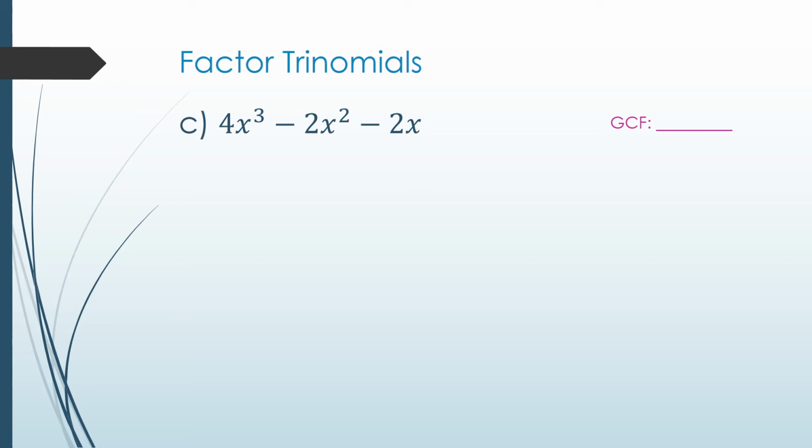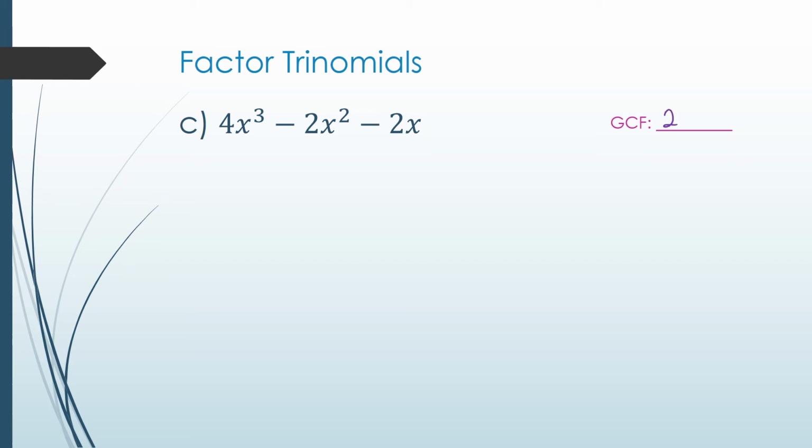Alright, example C, we have 4x cubed minus 2x squared minus 2x. Alright, first off we want to see if there's anything in common in our three terms. And if you look at the coefficients 4, 2, and 2, well, they're all even, which means a 2 can factor out of all of them. So we're going to say our GCF is a 2.